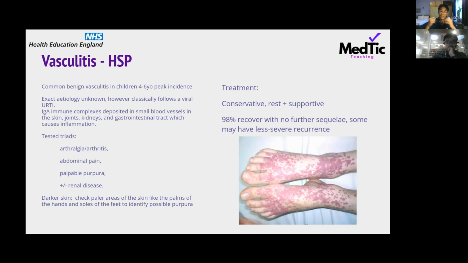You'll often find a triad of symptoms: arthralgia or painful joints, abdominal pain, and the palpable purpura. So that's like raised little bumps that are purple. And they might have signs and symptoms of renal disease, such as a derangement in their kidney function. However, they won't come with that, you'll only find that out when you start your investigations.